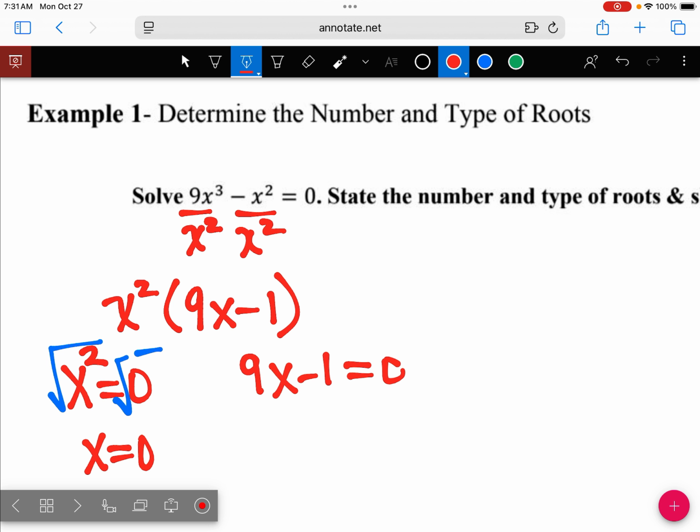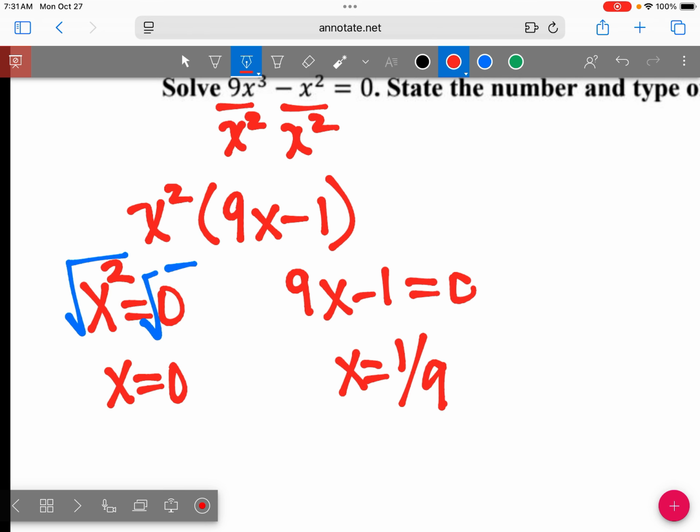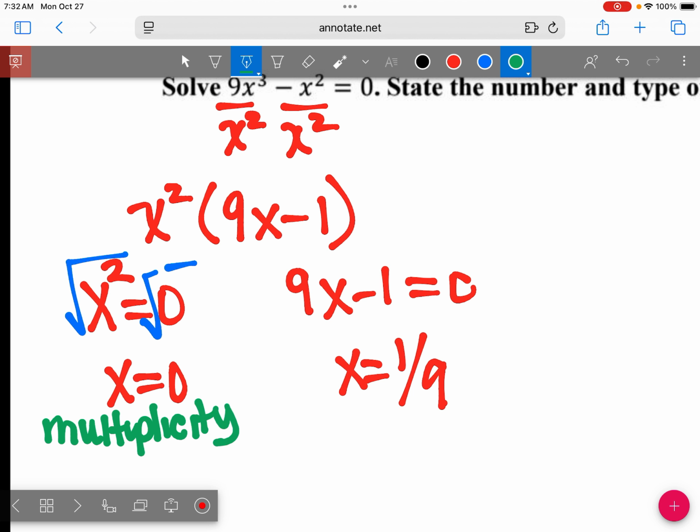So you should get 1 over 9. Who got 1 over 9? And it's positive. But here's the thing. This 0 had a multiplicity. Look at this factor. See how it was x squared? So what that tells me is the multiplicity is 2. So it's even, which means it's going to bounce. At the 0, it's not going to go through, it's going to bounce.